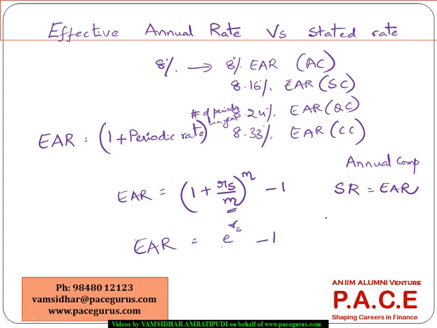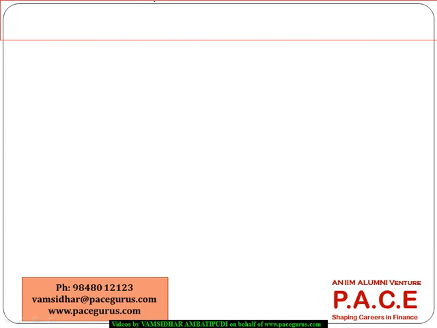As the frequency of compounding increases, or if the compounding happens at less than a year time period, we'll see that the effective annual rate will definitely be more than the stated rate of return. And so, one more simple logic.